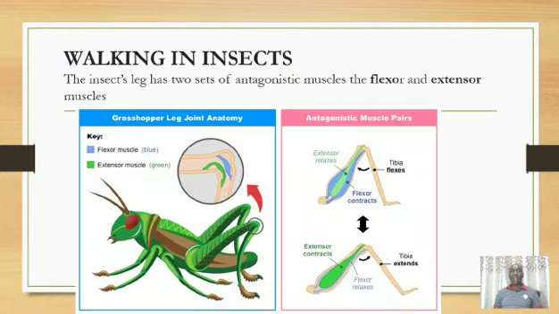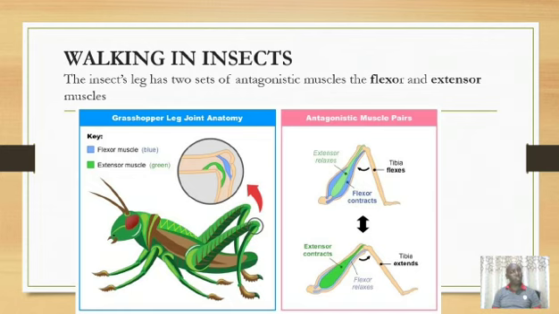We now move ahead and focus on walking in insects. Remember, we are looking at locomotion in insects. In other words, how do insects walk? This brings us to the process of walking in insects. Remember, we said among the requirements of locomotion, there must be muscles. Therefore, insects use muscles for walking.